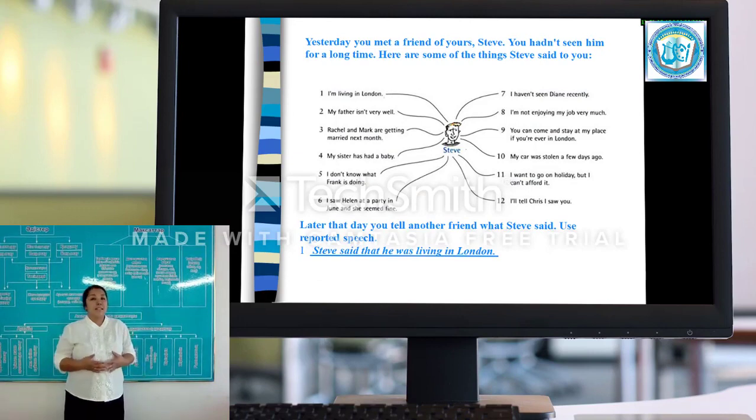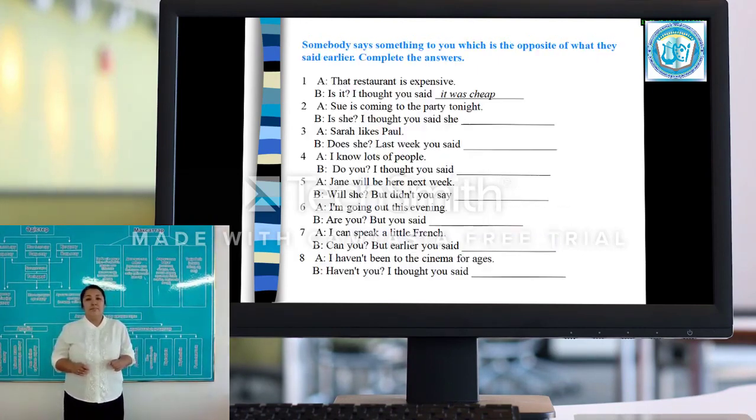The next task is, yesterday you met a friend of yours, Steve. You hadn't seen him for a long time. Here are some things Steve said to you. "I'm living in London. I haven't seen Diane recently." So later that day, you tell another friend what Steve said. Use reported speech, like, Steve said that he was living in London.